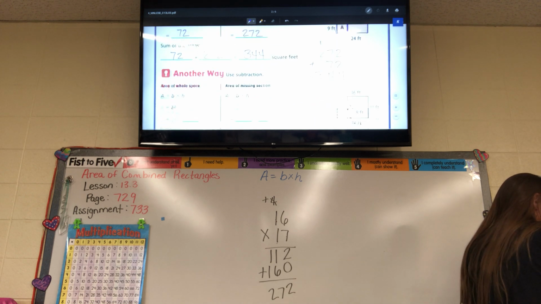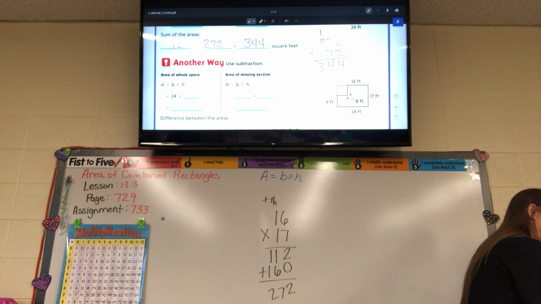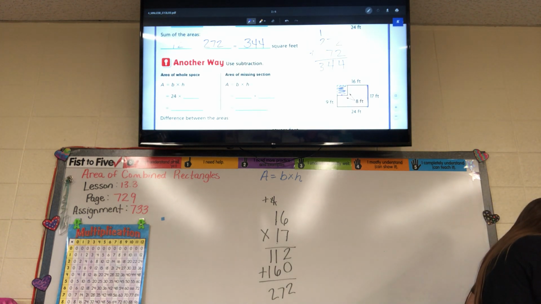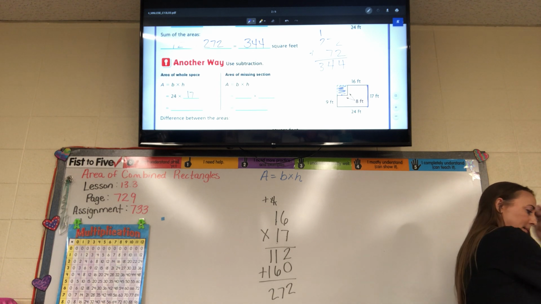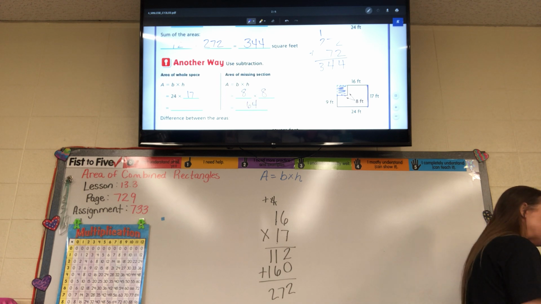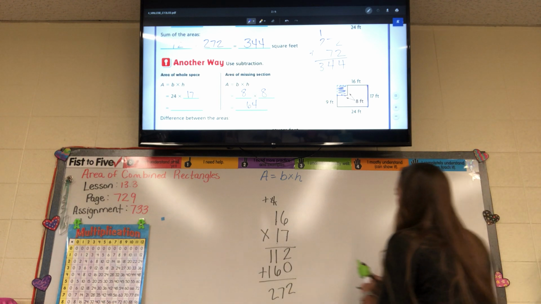Okay. You can also use subtraction by finding what 24 times 17 is. And that's going to give us this entire rectangle. And then, after we find that entire rectangle, we find what the area of this little section is and take it away. So 24 times 17 will give us the whole entire thing, including the missing spot. And then 8 times 8 will give us the part we need to subtract. So 8 times 8 is 64.